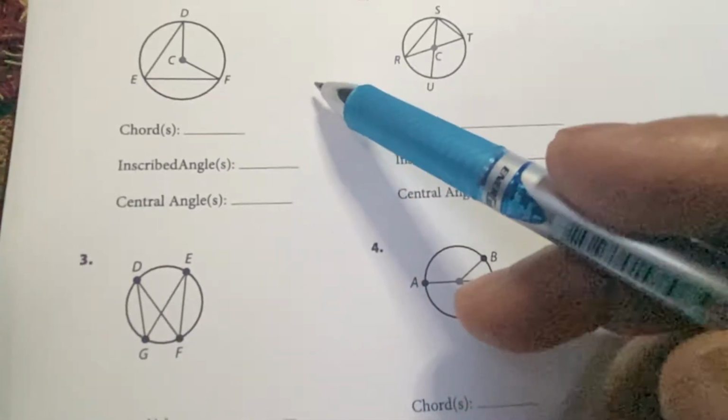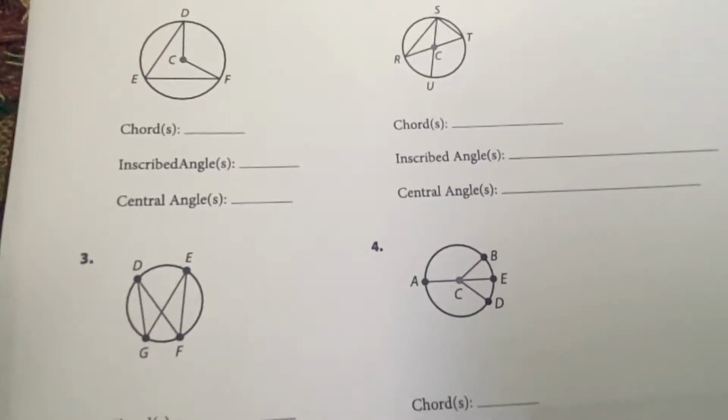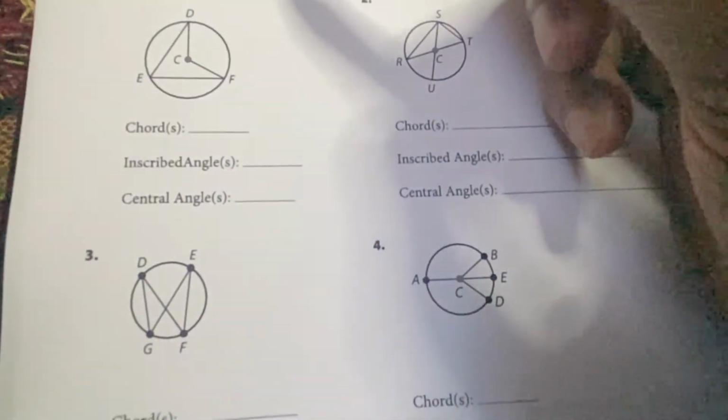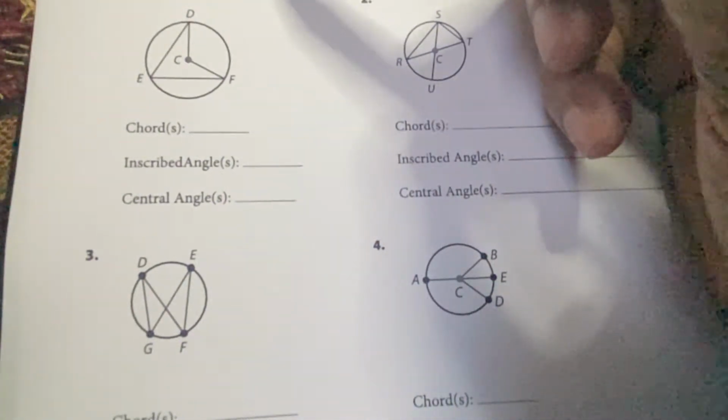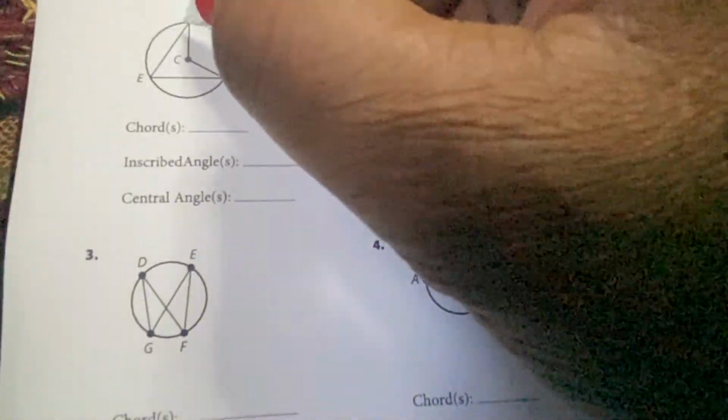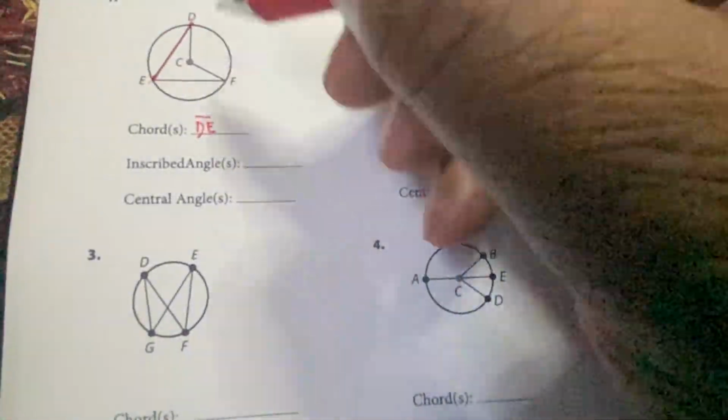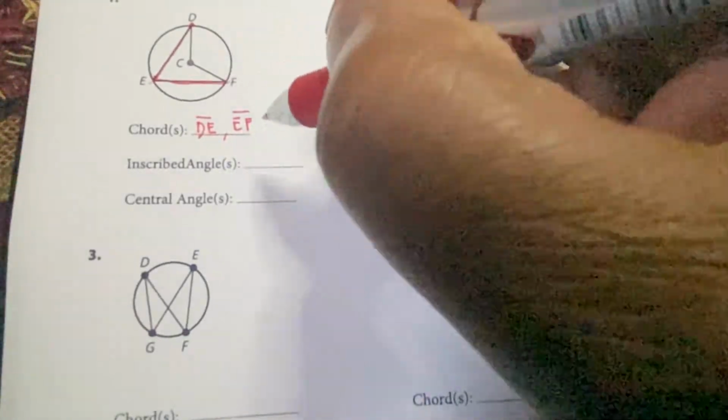Our chords, which I'm going to go ahead and put in red. Again, the definition for chord is a segment whose endpoints lie on a circle. So my endpoints lie here and here. So DE is my first chord. I'm going to label it DE. I could label it ED, but I did DE. Over here, these are my 2 endpoints, and there's a line that connects them. That's my other chord. So I'm going to call that line segment EF.